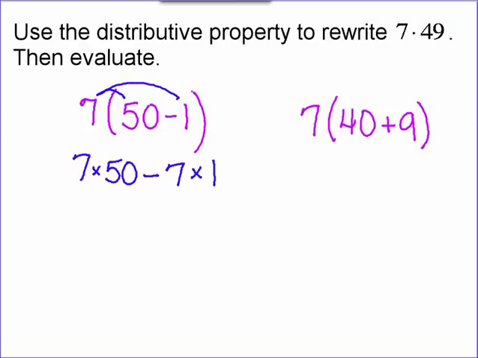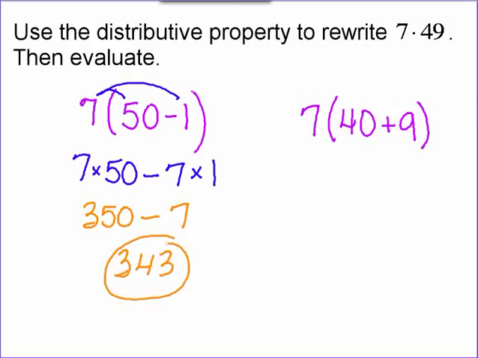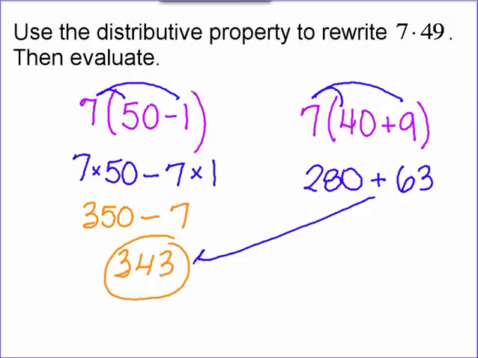So what is 7 times 50? 350. Okay, for those of you wondering, how do you get that? You take your 7 times 5 and then add a 0. What's 7 times 1? 7. So you get 343. Okay, that's one way. If I did it this way, I'm just going to take 7 times 40, which is 280, plus 7 times 9, which is 63. And I get the same thing. So you don't necessarily have to do it exactly the same as somebody else.